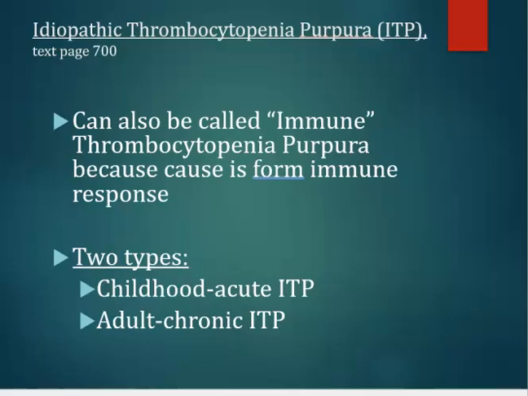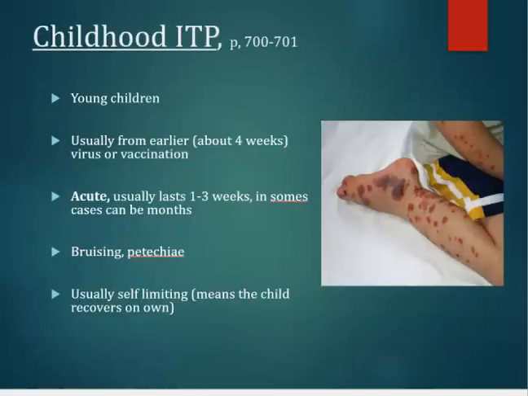Next is idiopathic thrombocytopenic purpura, or ITP. It can also be called immune thrombocytopenic purpura because it is a form of the immune response. There's two types. There's the acute ITP, which usually occurs in childhood, and then there's the chronic ITP, which usually occurs in adults. Let's first talk about the childhood ITP.